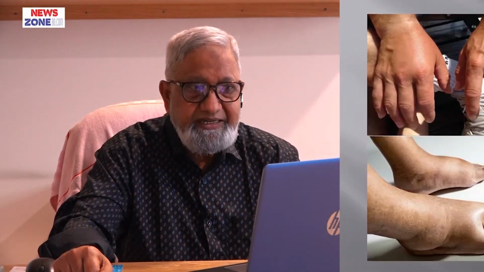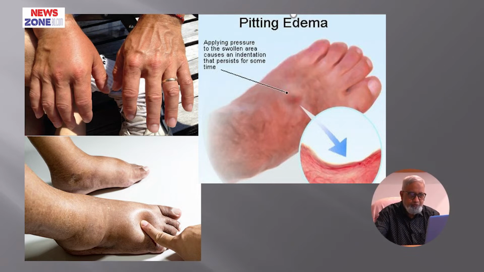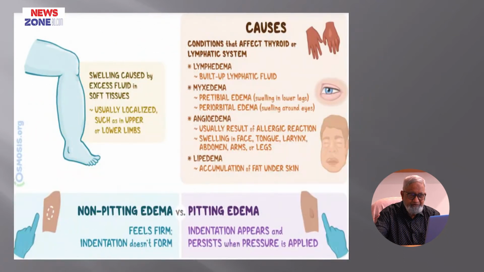So, firstly I want to discuss edema. You see the pictures in the legs and in the hands. Just compare the two pictures. In one edema, when you press by the finger, it becomes a pitting effect. So, we call it a pitting edema. Why do you call it pitting edema? There is also another edema, the non-pitting edema.